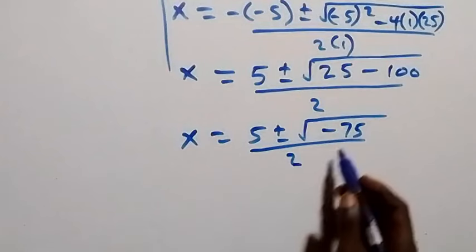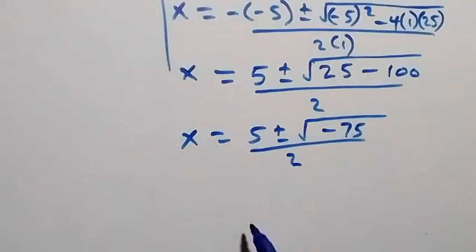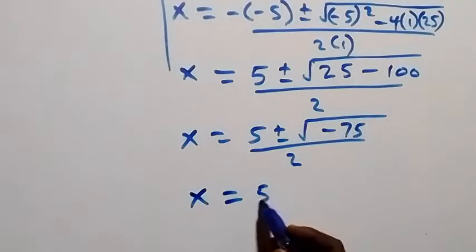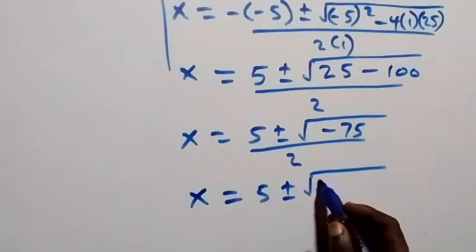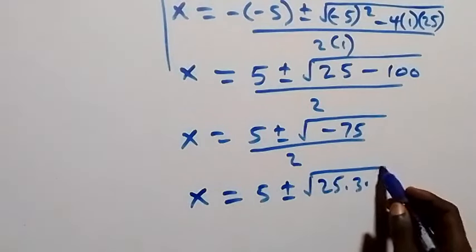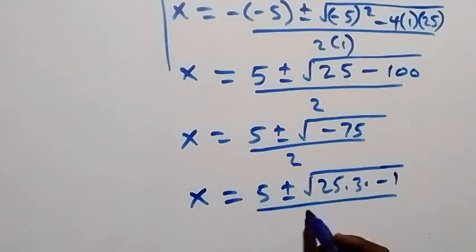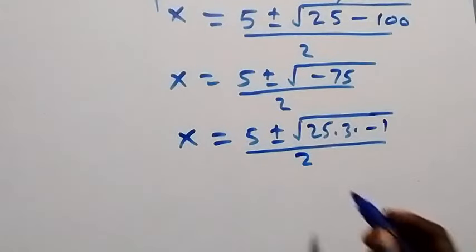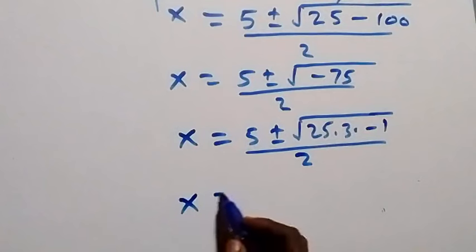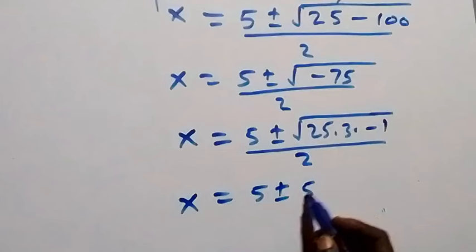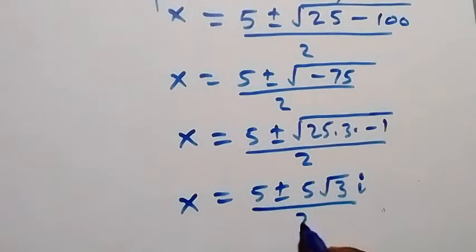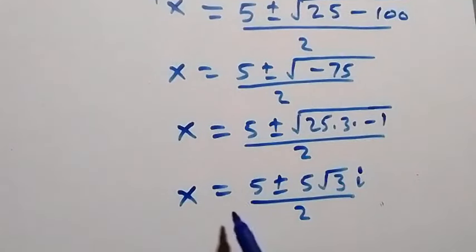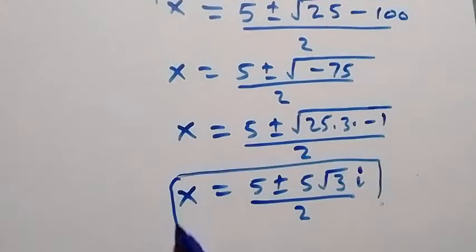Then also here we can separate minus 75, and this becomes x equals 5 plus or minus the square root of 25 times 3 times minus 1, over 2. When we break this down, the square root of 25 is 5, so we have x equals 5 plus or minus 5 root 3, then root minus 1 is i, over 2. So we have two other solutions from here, which are complex solutions.